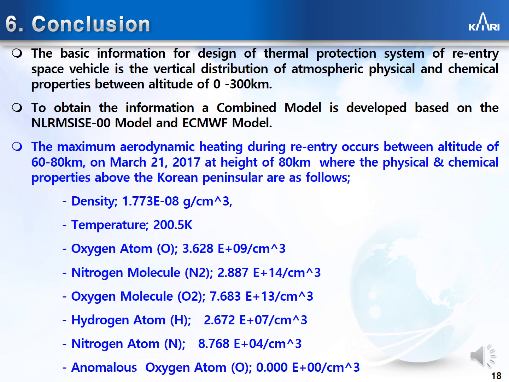On March 21st, year 2017, at a height of 80 kilometers, the physical and chemical properties above the Korean Peninsula are as follows. Density, for example, 1.773 × 10^-8 gram per cubic centimeter. And temperature is 200.5 Kelvin.